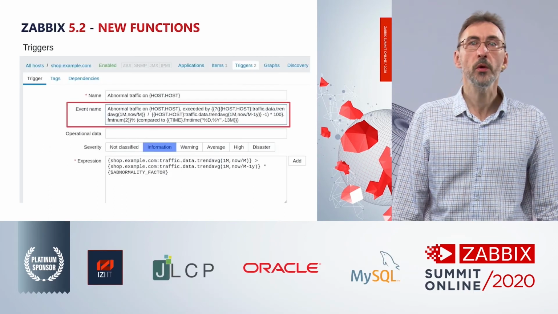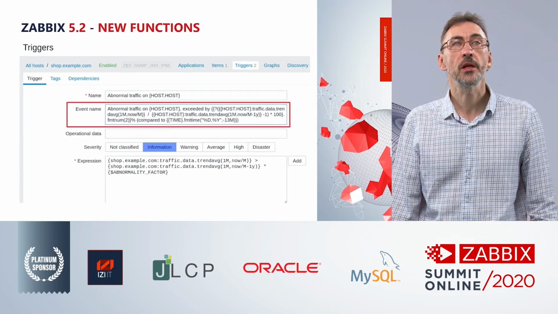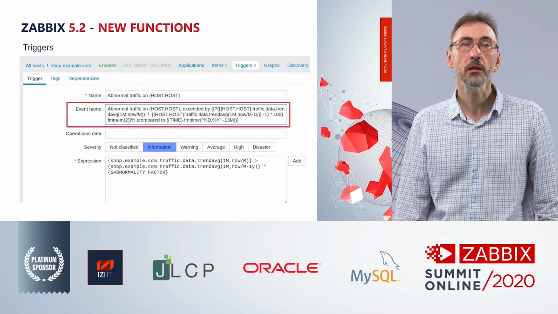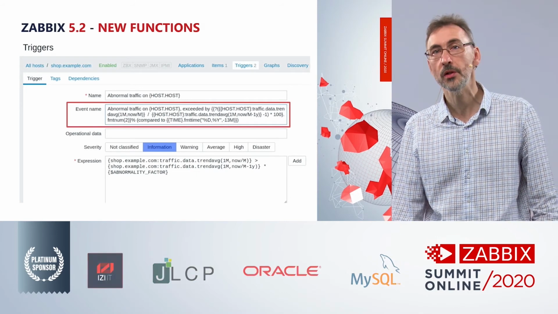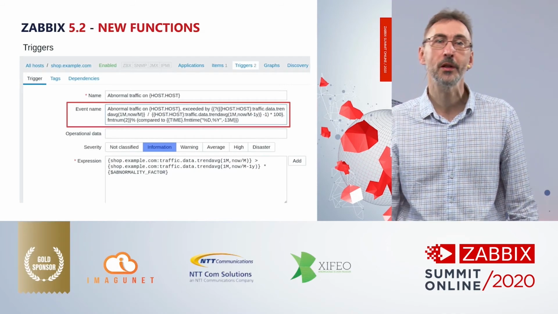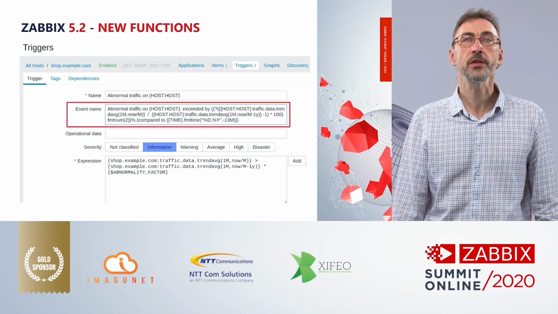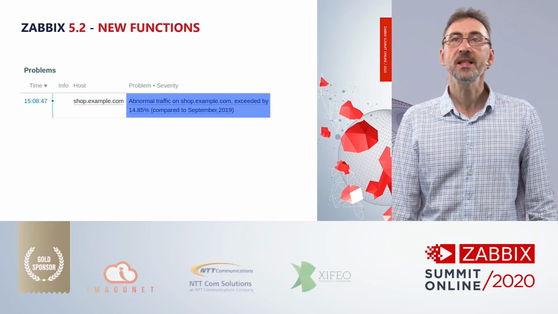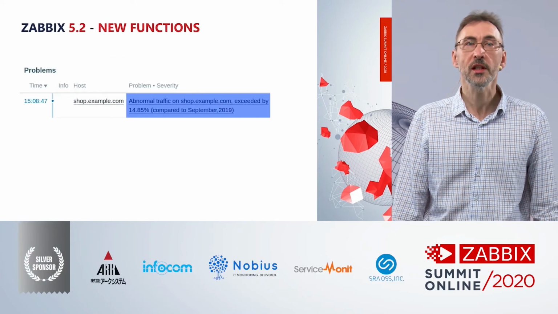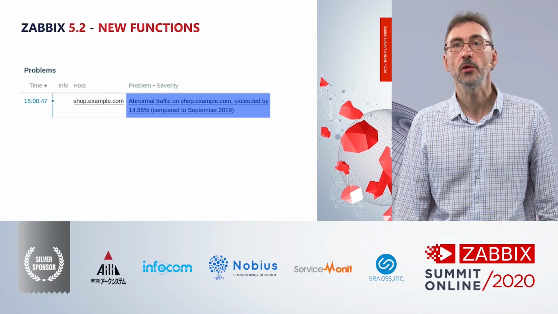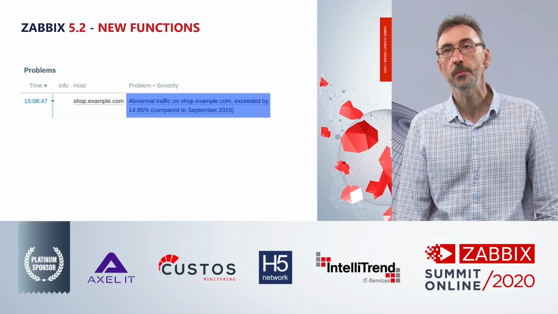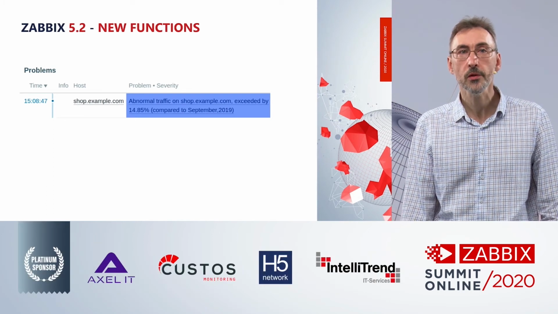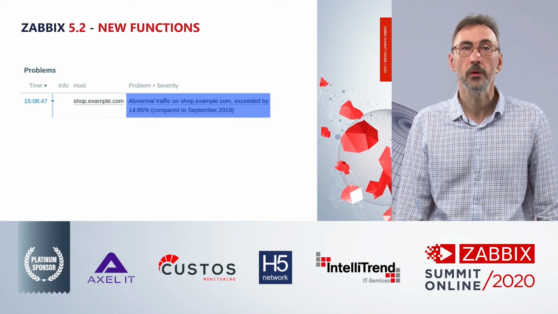Let's see how we can improve our event name with the new formatting functions. It looks somewhat scary on the trigger configuration screen, but Zabbix will reward us by generating events like this. But the new functions are not just limited to a single use case of comparing some data points from a recent period to some past period. Let's consider another real-world example.